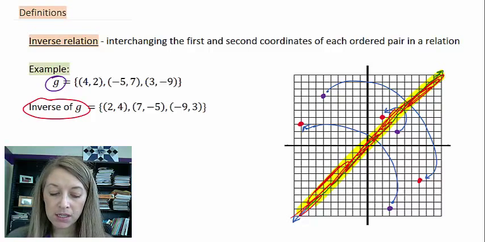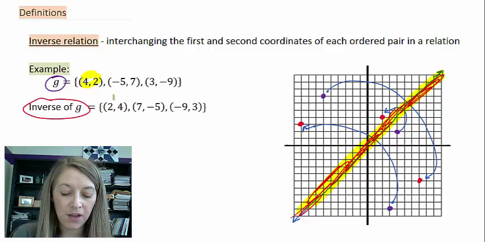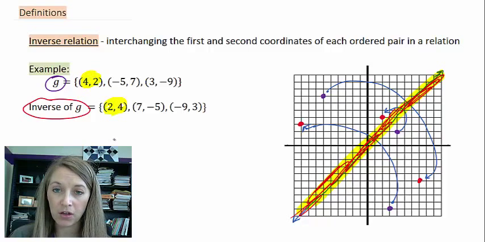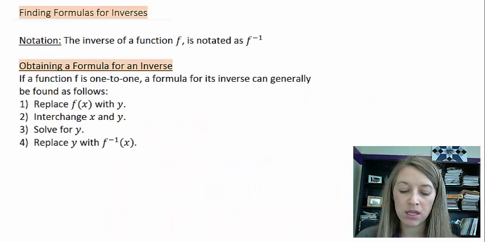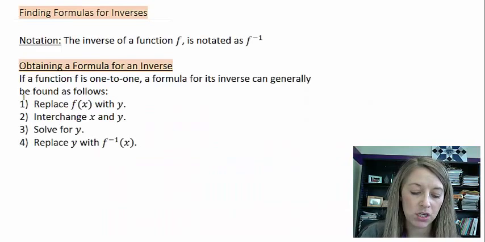So that's very easy to do when they give us specific points. We can see that all we need to do is interchange the x and the y values, and if that's the case, then we can very easily graph it. But what happens if they don't give us specific points? What happens if they actually give us a function and we want to come up with the actual inverse function? Well, the way that we do that is we follow these steps that I have outlined here.